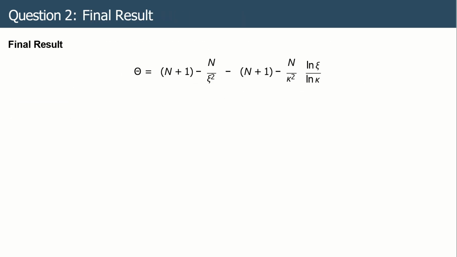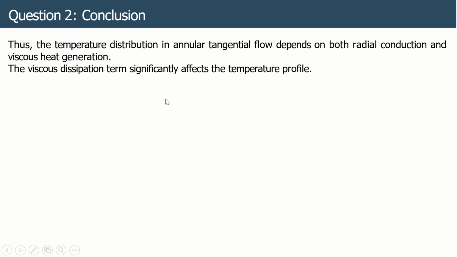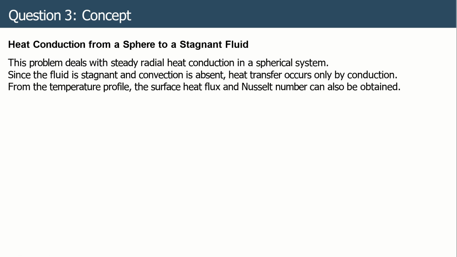So we get the temperature distribution as this. The conclusion is that the temperature distribution in an annular tangential flow depends on both radial conduction and the viscous heat generation, and the viscous dissipation significantly affects the temperature profile.